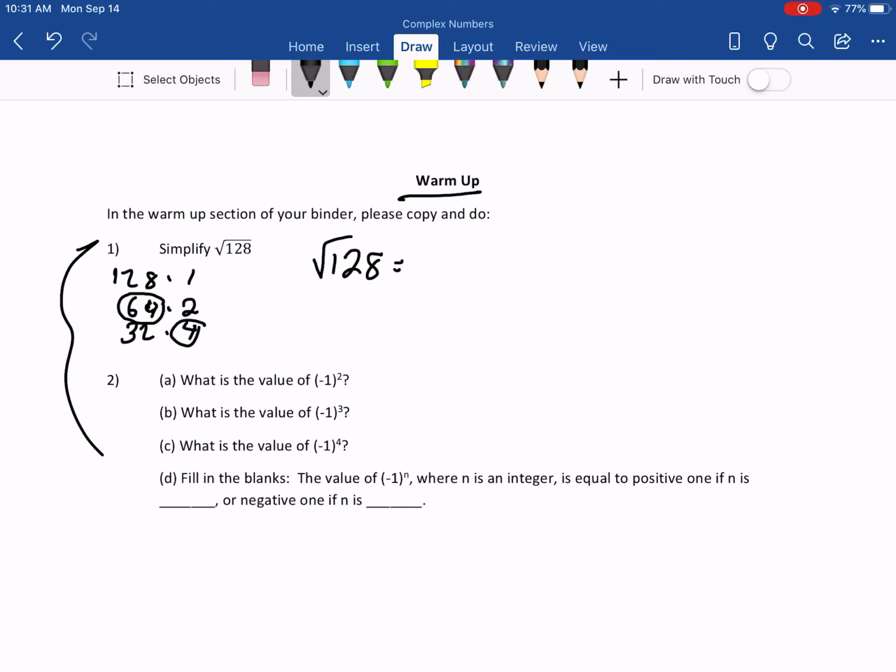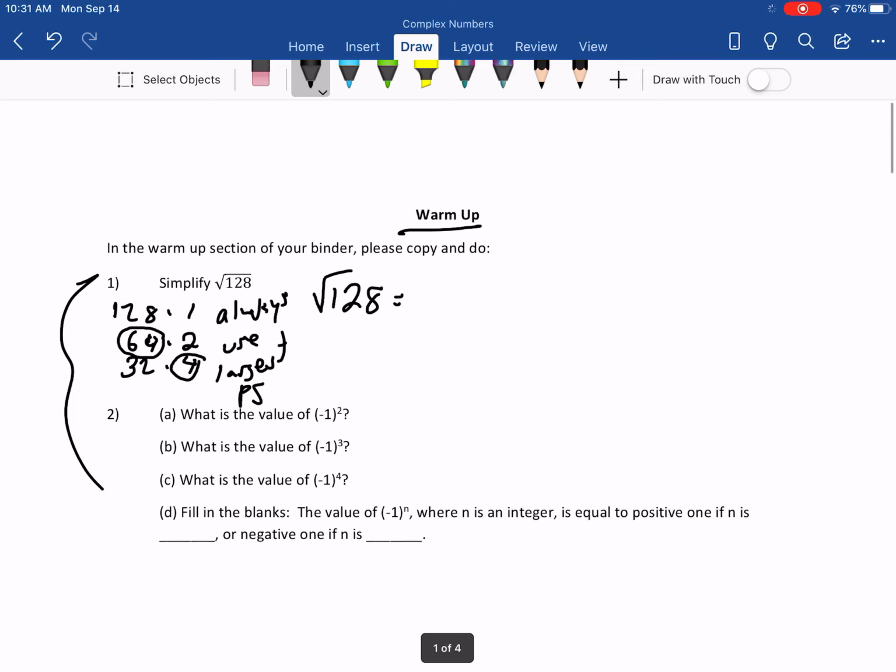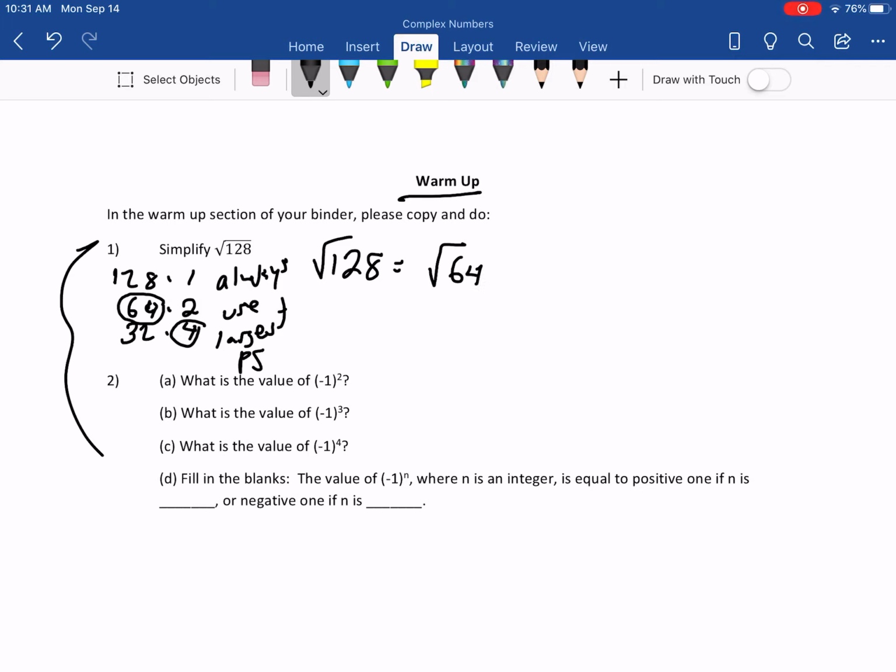And we said always use the largest perfect square. So we're going to use that 64. So the square root of 128 is equal to the square root of 64 times the square root of 2. And of course the square root of 64 is 8. And we'll leave that square root 2. Okay.